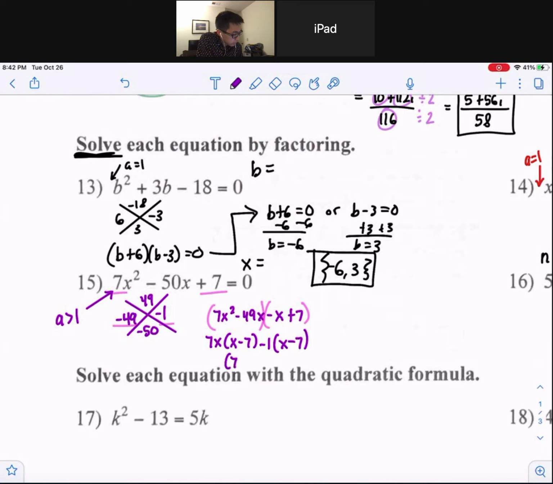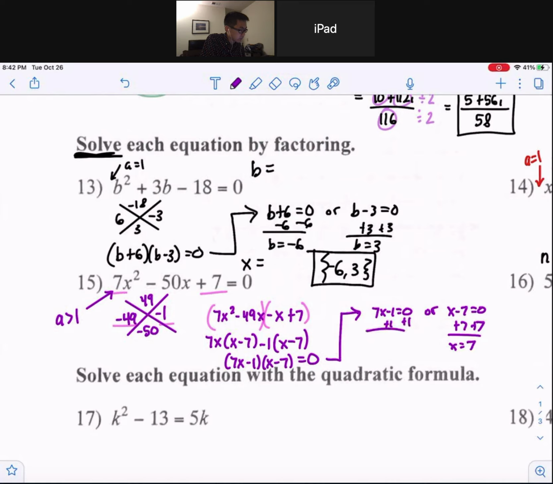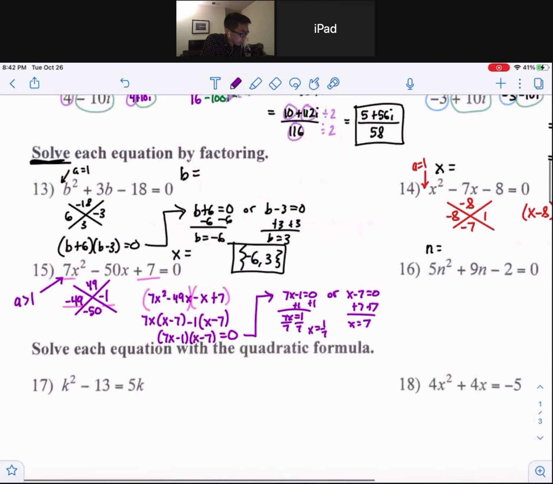So our factors are 7x minus 1 and x minus 7, all equal to 0. But again, those are only our factors. To solve, you guys set both of the factors equal to 0. Add 7 to both sides here, x equals 7. Add 1 to both sides, and then divide both sides by 7. x is equal to 1/7. So our solutions here are 1/7 and 7.